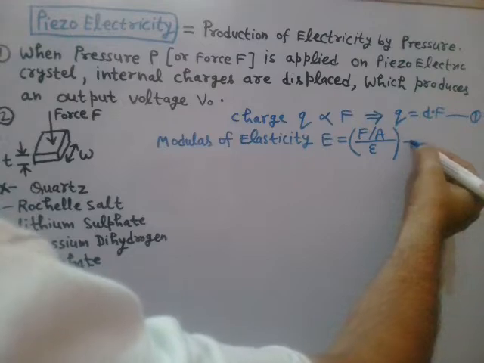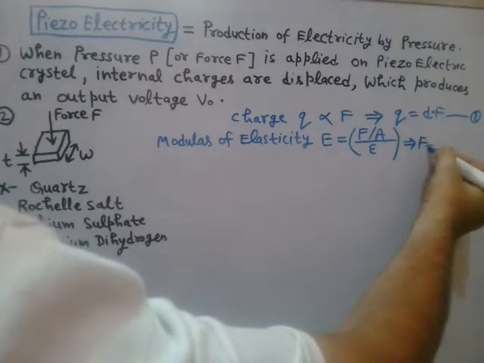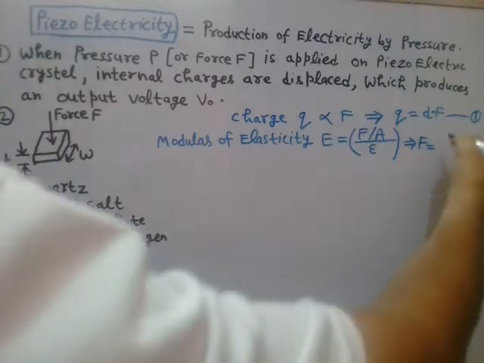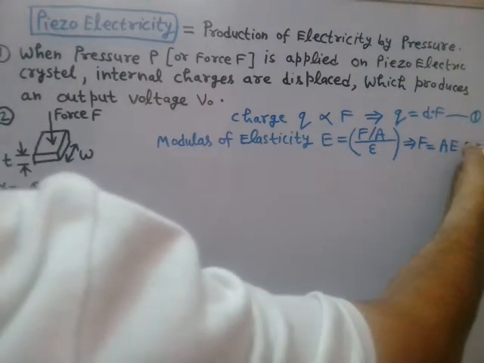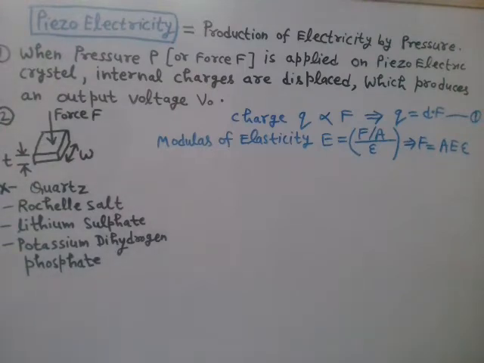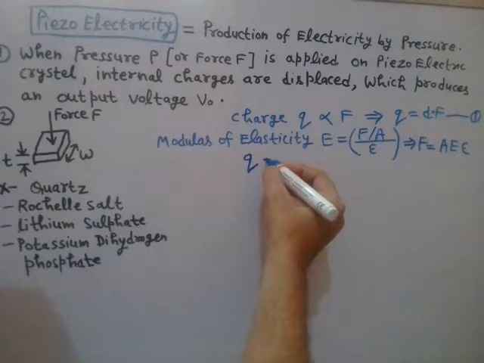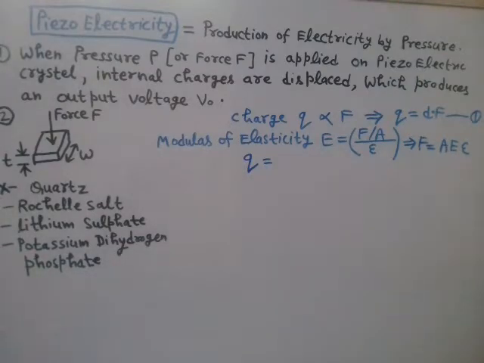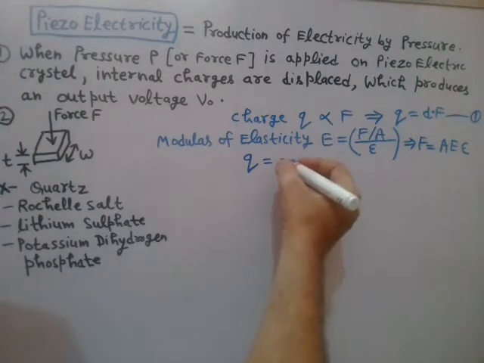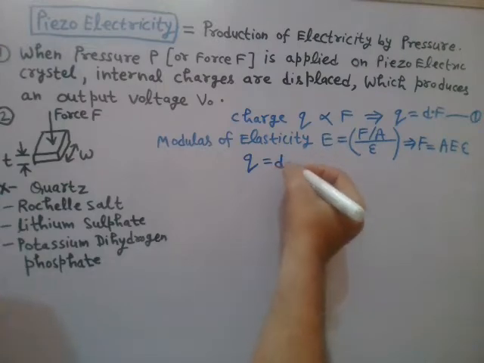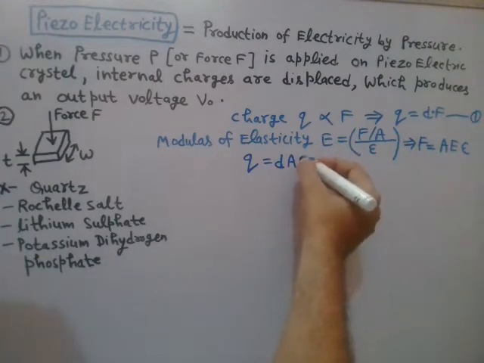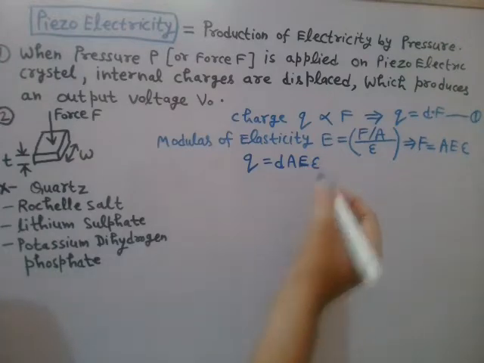So from here you can write F is equal to A E epsilon, right? So that is the force F, right? Now put this value of force F into equation number 1 and get your expression of charge Q. So Q is D into F. So here I can write D, in place of F I can write A E into epsilon, right? Alright.